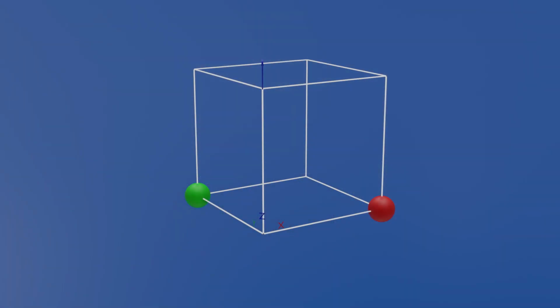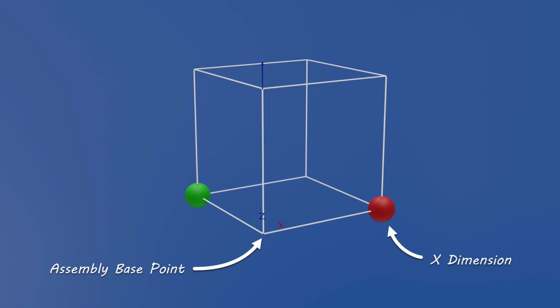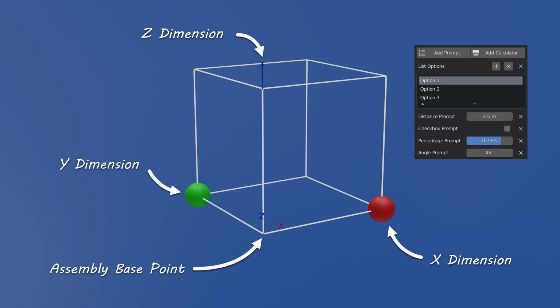An assembly is just a specific structure of Blender's empty objects. One object acts as the base point, which all other objects are parented to. Then we have an object that controls the X, Y, and Z dimension. This determines the size of the assembly. And finally, we have an object that stores the prompts, which are all of the options that change the look or behavior of the asset.